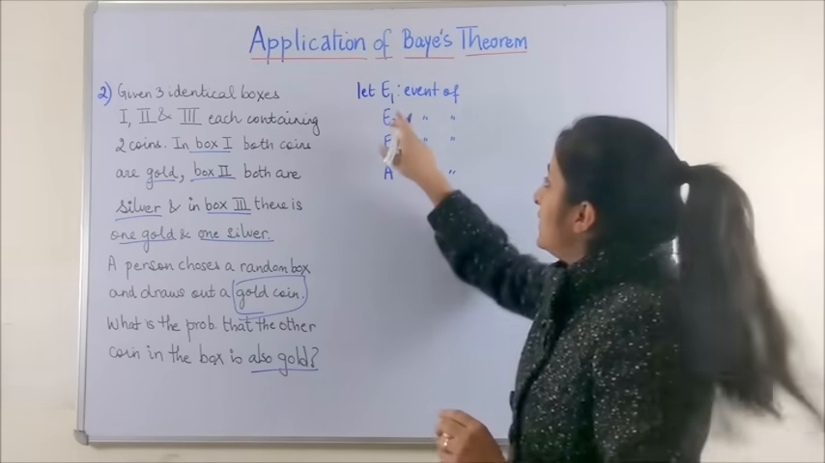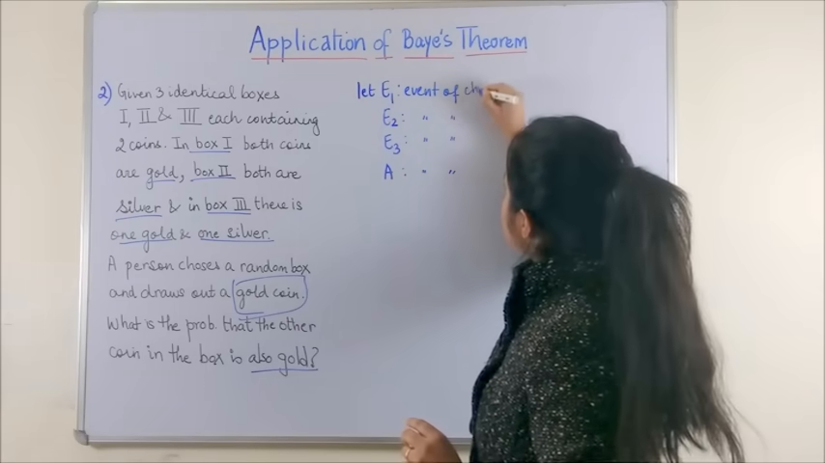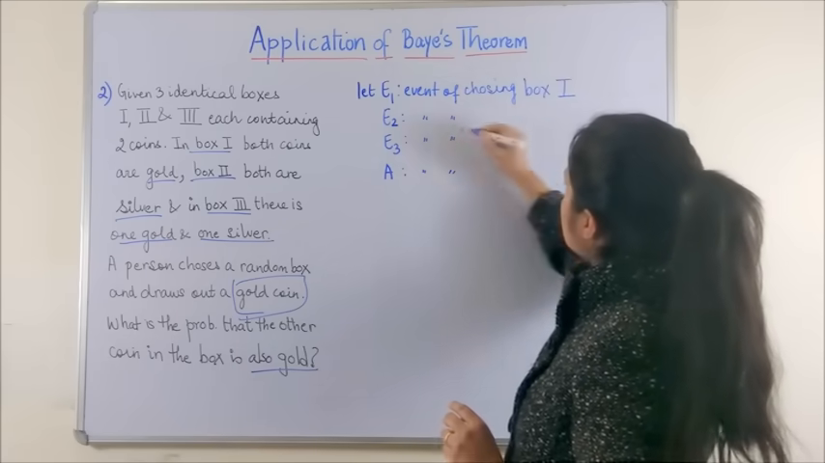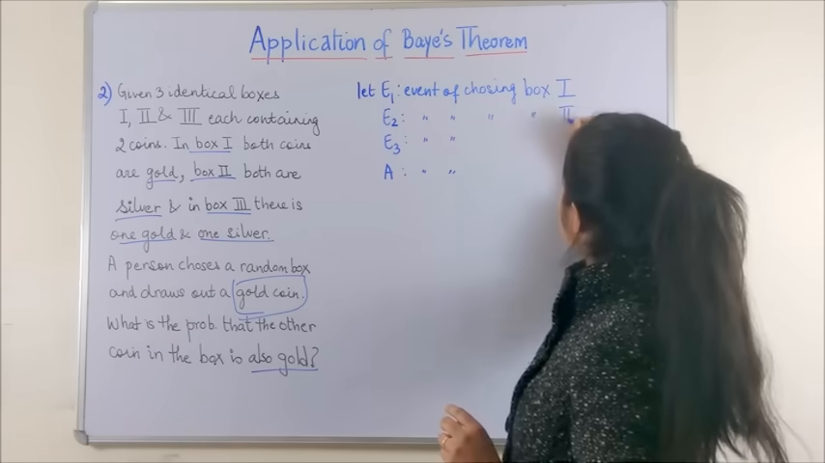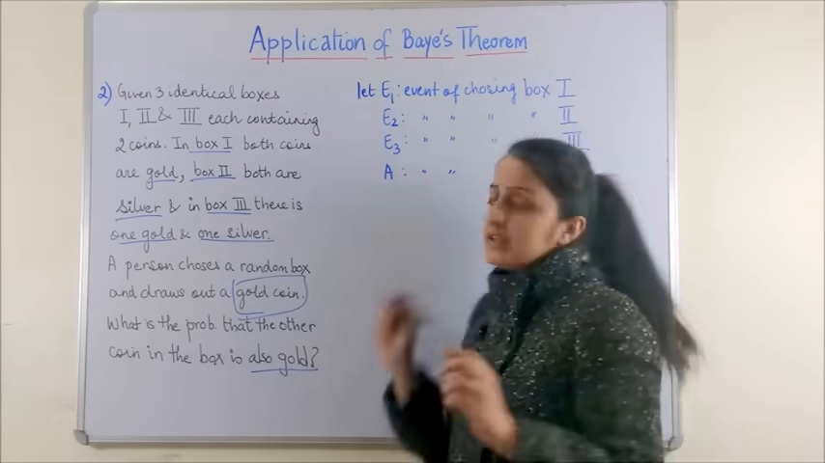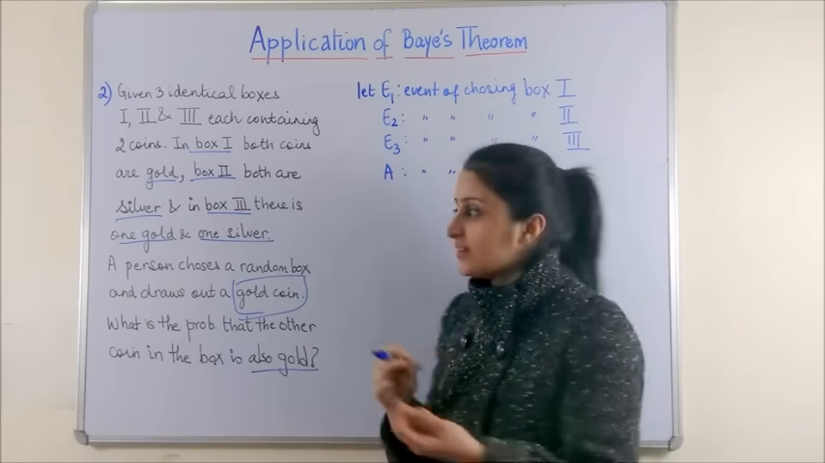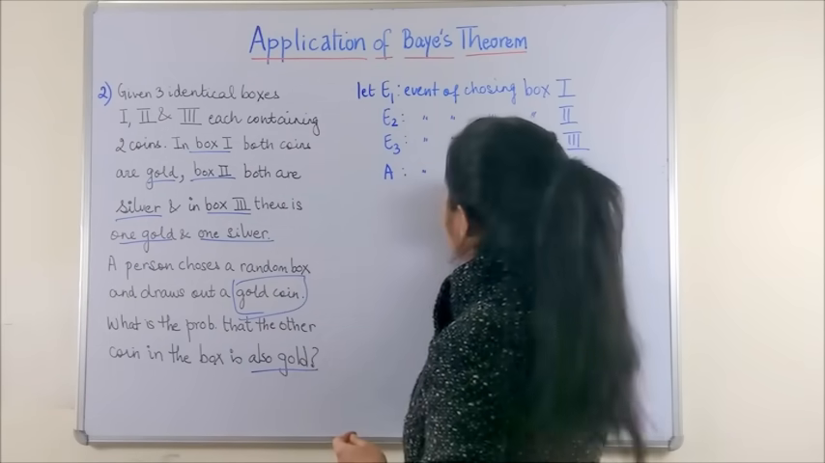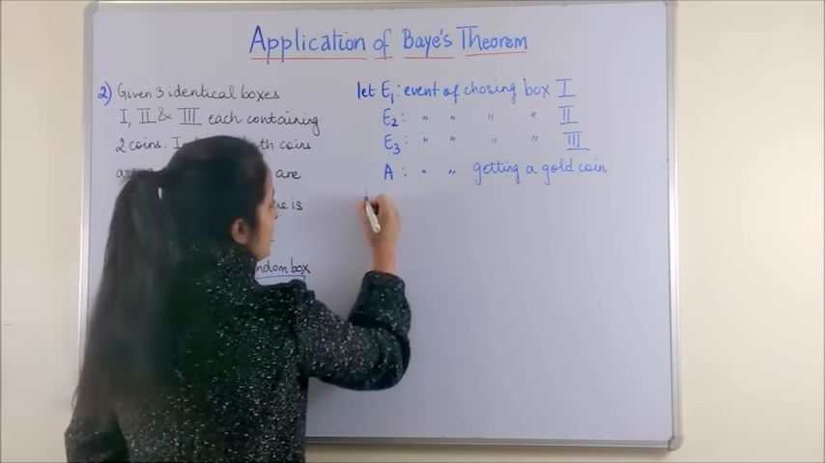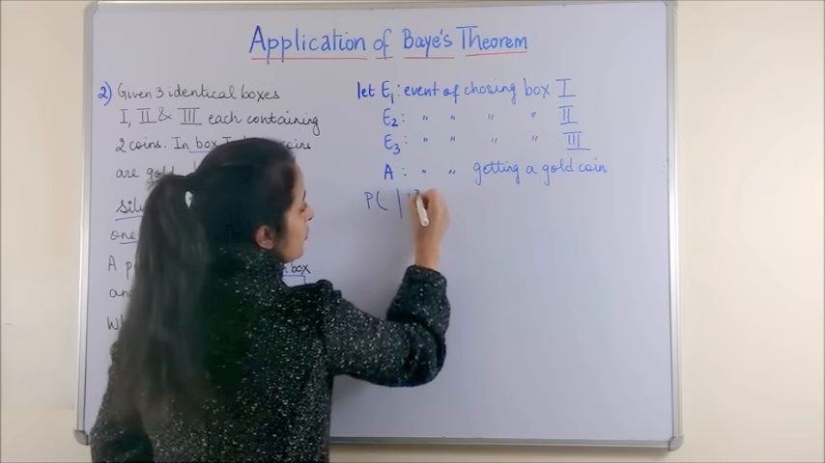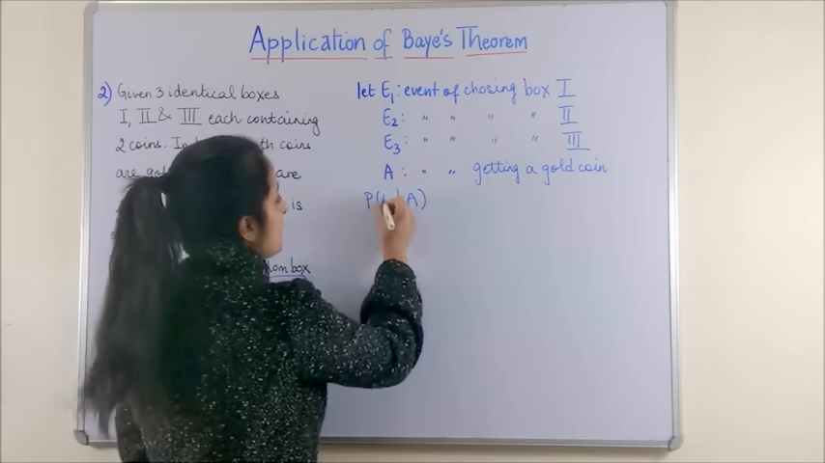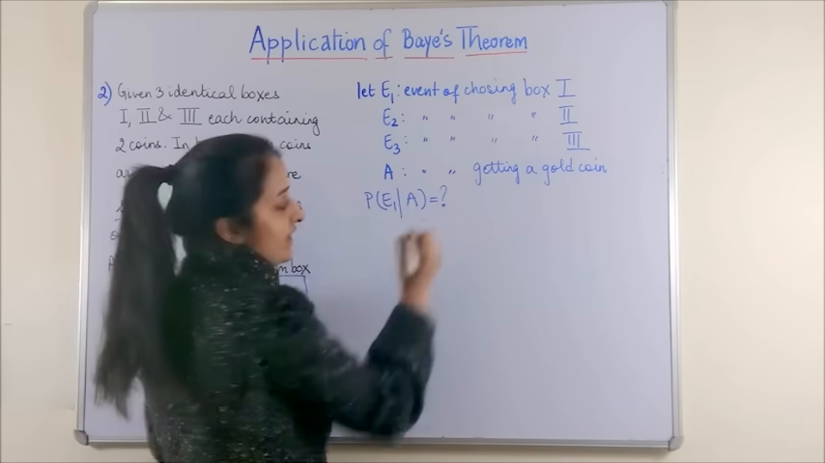So I have this format laid out. Let E1 be the event of choosing box 1, E2 choosing box 2, and similarly E3 choosing box 3. A we usually take as the event which has already occurred. So we take it to be the event of getting a gold coin. Now we have to find the probability that when the gold coin is out, the other one was also gold, which is E1. So this is what we have to find.